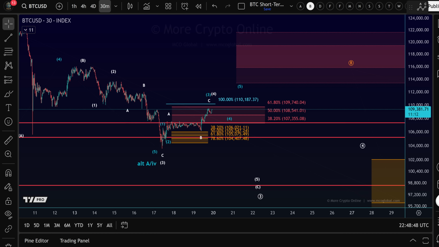So Bitcoin has bounced today. It's moving up further towards the 100% extension target. This is pretty much in line with the plan. I talked about it earlier today in both videos today. I explained the relevance of this $110,187 level. That's the 100% extension target, an ideal target for the C wave in this bounce.